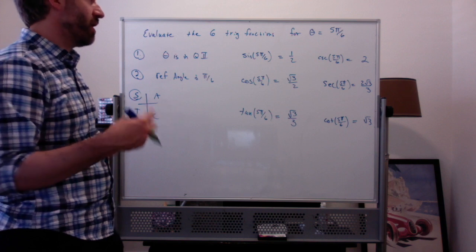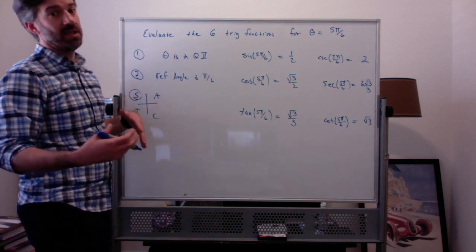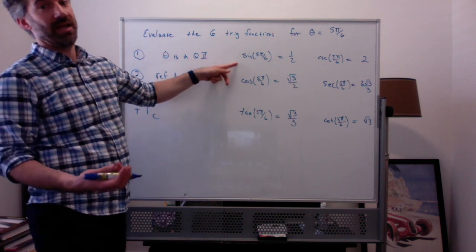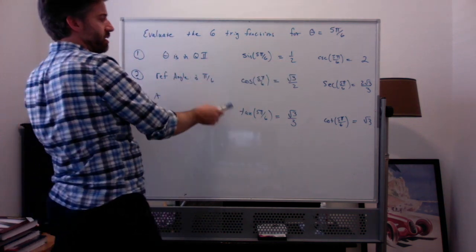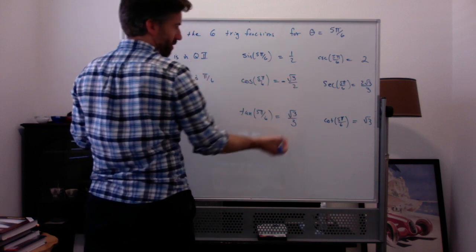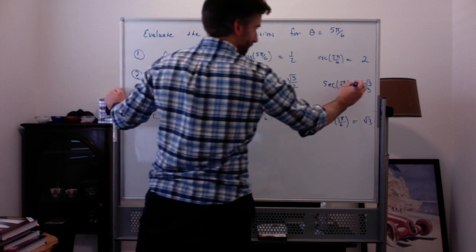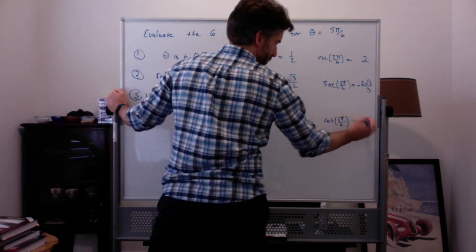Now, these aren't quite right, because the signs aren't right. Sine is positive, as is cosecant, because we're in quadrant 2. But cosine, tangent, and their reciprocals should be negative. So cosine of 5 pi over 6 should be negative root 3 over 2. Tangent of 5 pi over 6 should be negative root 3 over 3. Secant of 5 pi over 6 should be negative 2 root 3 over 3. And cotangent of 5 pi over 6 should be negative root 3.